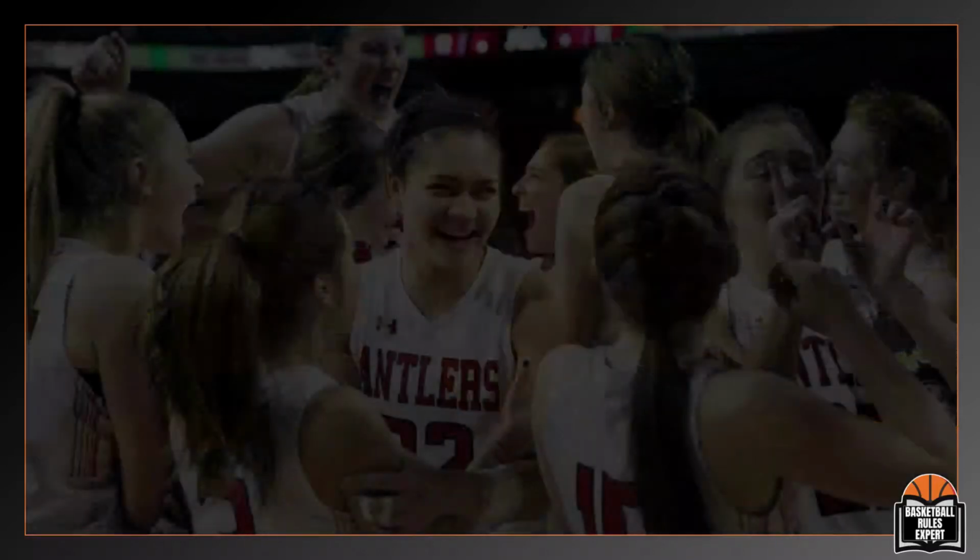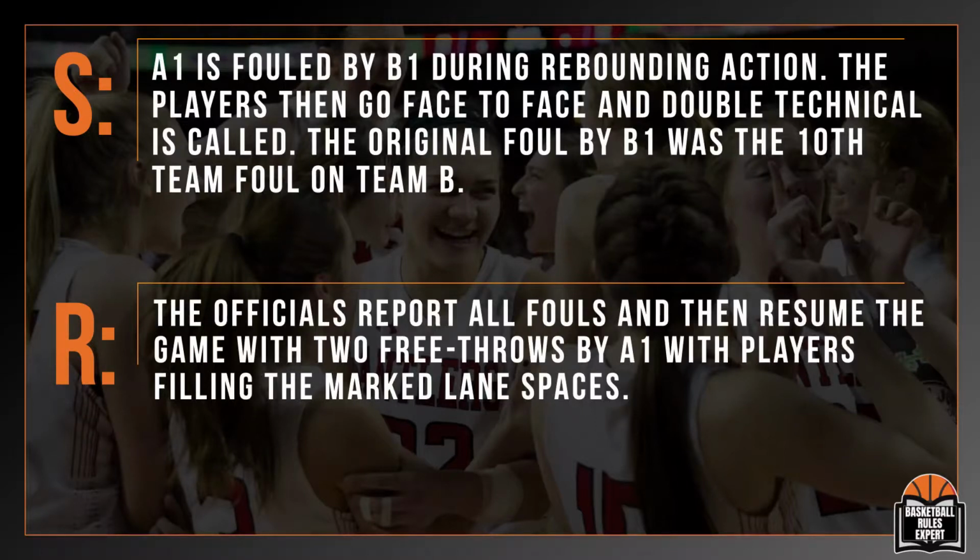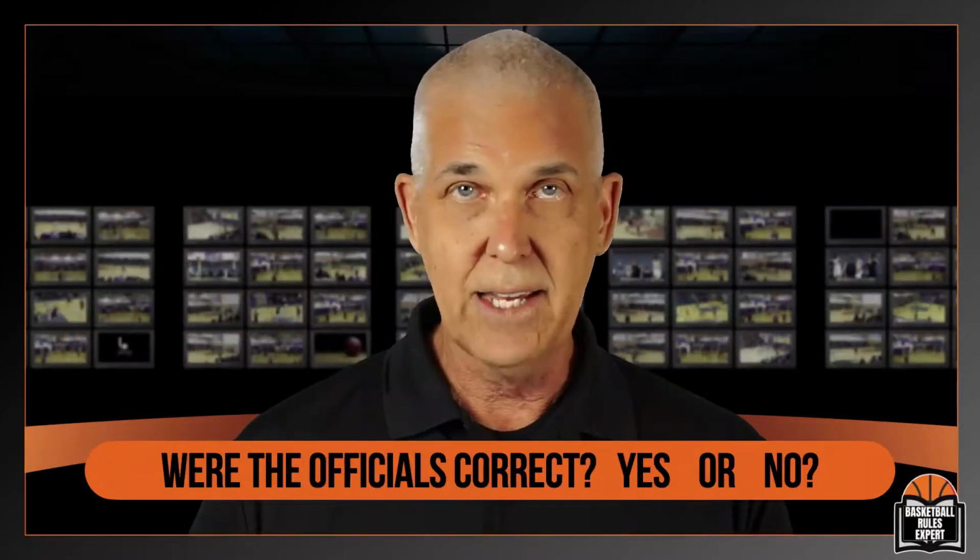All right, today we're going to have a little potpourri, a little mixed bag of action. Let's get started with our very first play scenario. A1 is fouled by B1 during rebounding action. The players then go face to face and a double technical is called. The original foul by B1 was the 10th team foul on Team B. The officials report all fouls and then resume the game with 2 free throws by A1 with players filling marked lane spaces. Were the officials correct? Yes or no?